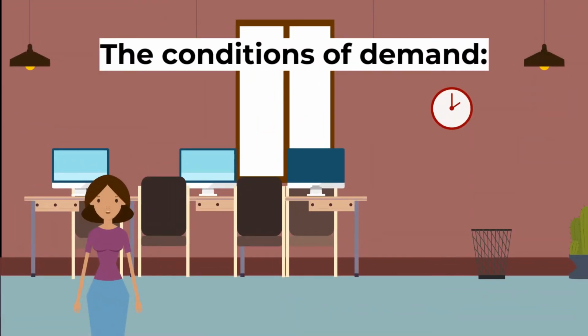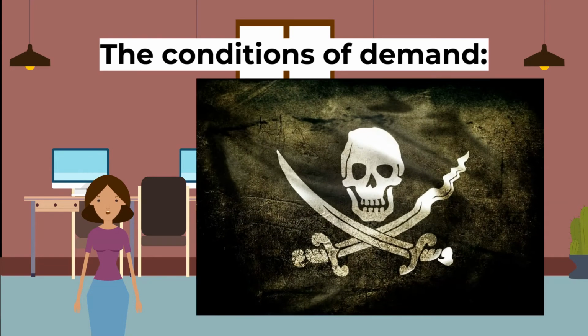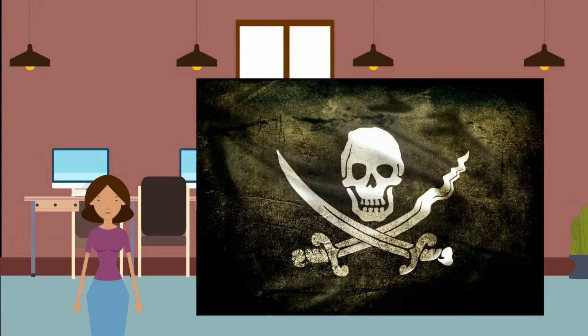Let's look at the conditions of demand. The conditions of demand are the factors that cause the demand curve to shift. A shift to the right is an increase in demand and a shift to the left is a decrease in demand. One way to remember this is the mnemonic PIRATES.